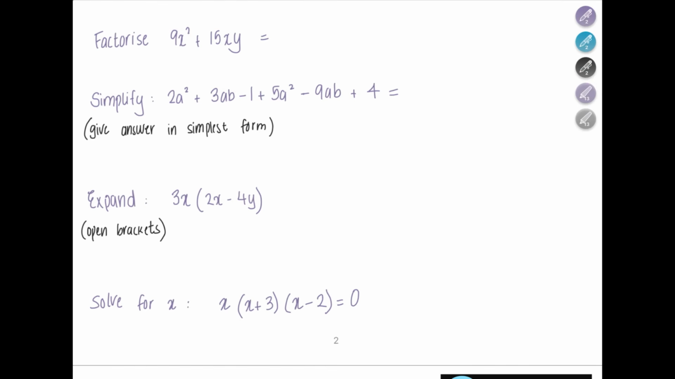Here we're supposed to factorize again. So take common out from 9x squared plus 15xy. We can take 3 out. We can also take x out. This is going to be plus 5y. That is the factorization.